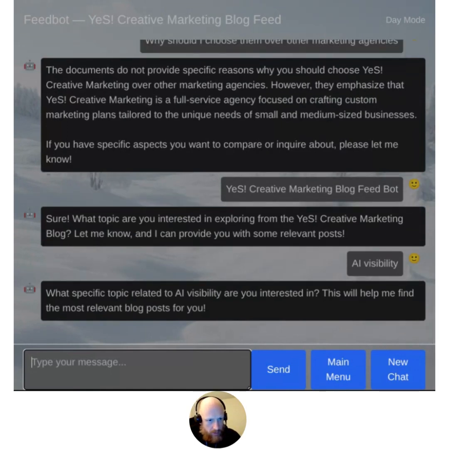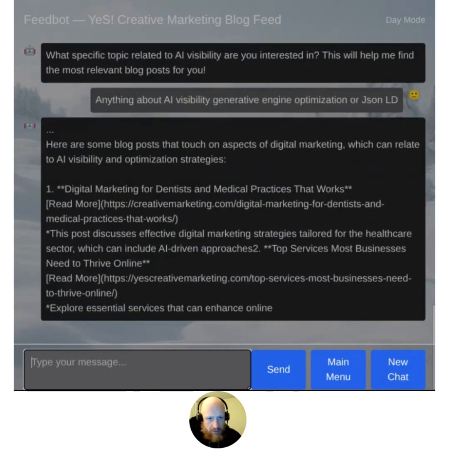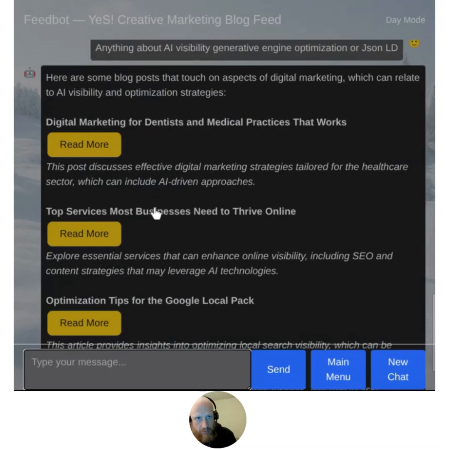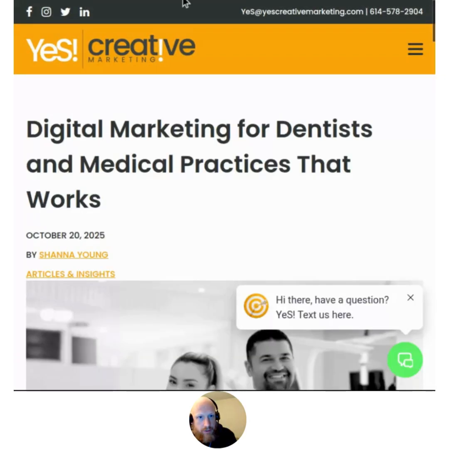Okay, I need to make it so that it doesn't mention anything about AI visibility, generative engine optimization, or JSON LD. Now it's going to pull in the titles, an excerpt, and a link to the blog posts. Let's see. Yes, indeed. It did do that.